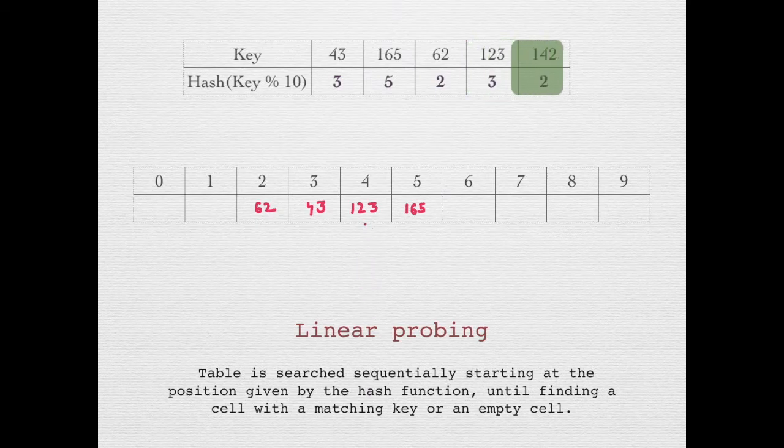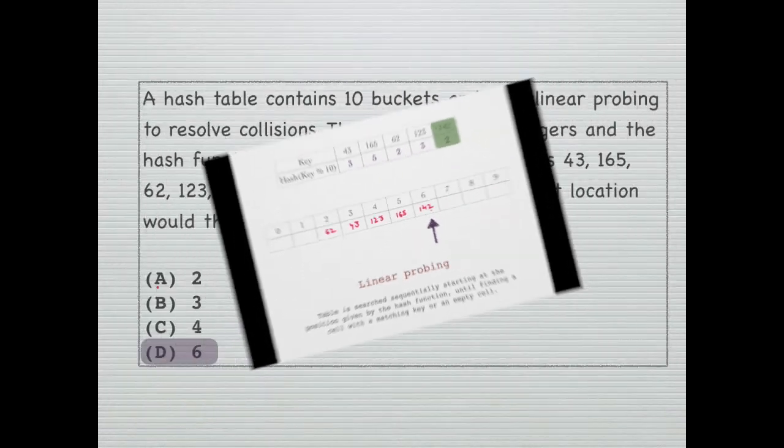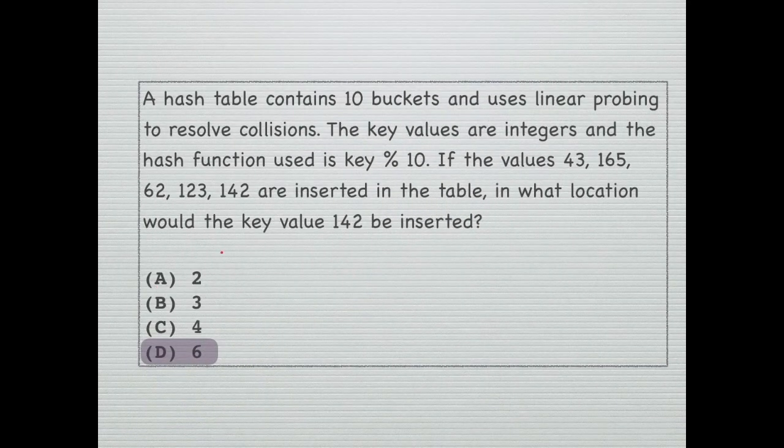Next element is 142 with hash value 2. Again, there is a collision with 62, so we search the table sequentially until we find an empty slot, that is at index 6, so we insert 142 at this index. So 142 is inserted at location 6, so answer is option D.